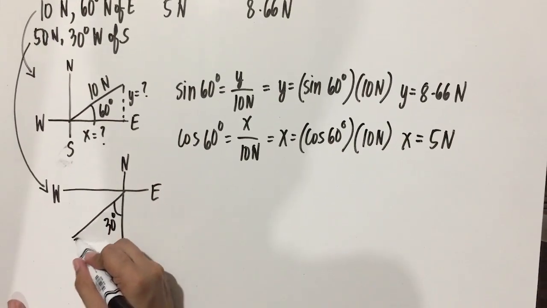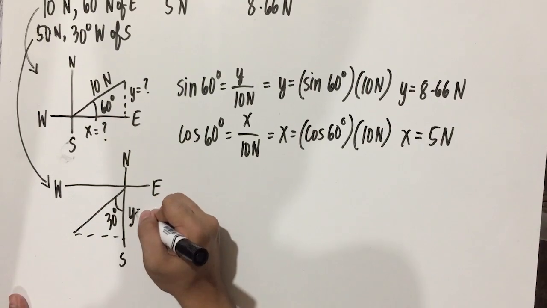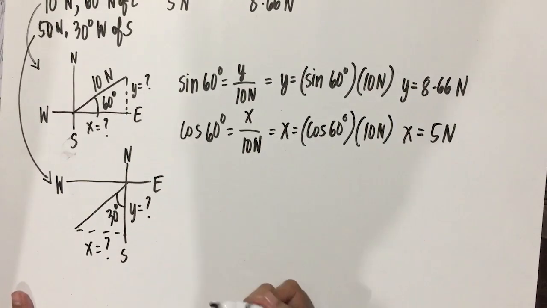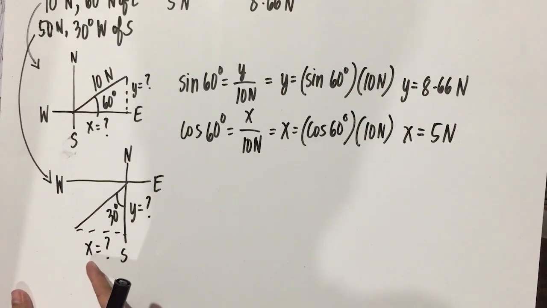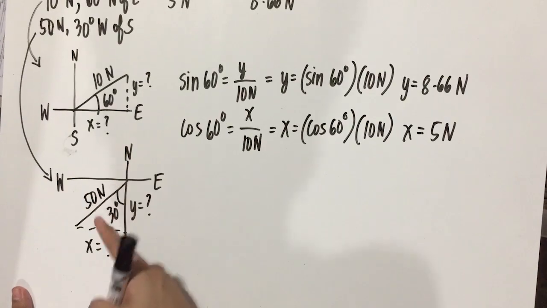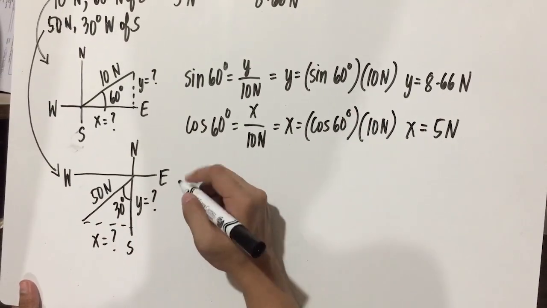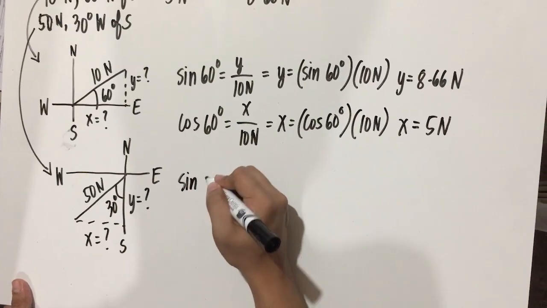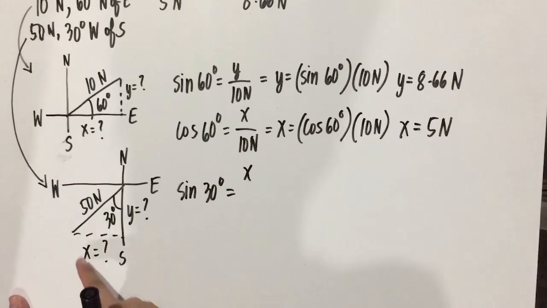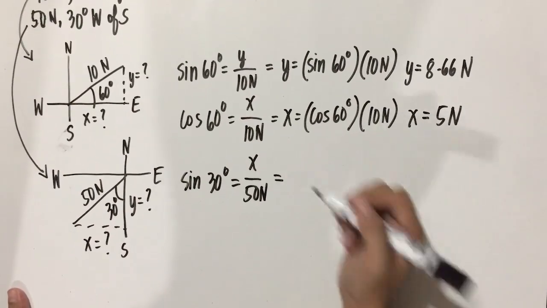So 30 degrees west of south. Draw a broken line for the x component, which you don't know exactly yet, and also for the y component. We have to put here 50 newtons for the magnitude of the resultant vector. So opposite over hypotenuse for the x: sine 30 degrees equals x over the hypotenuse, which is 50 newtons.